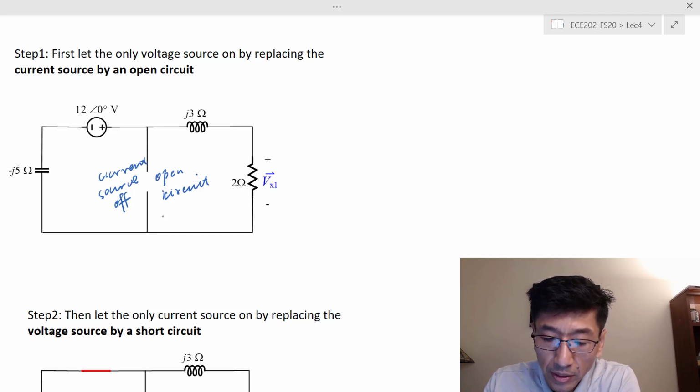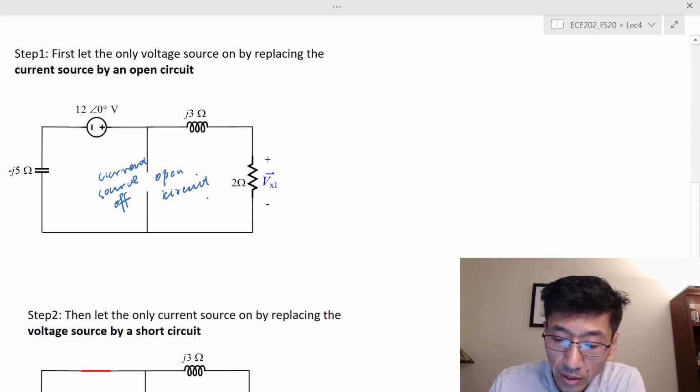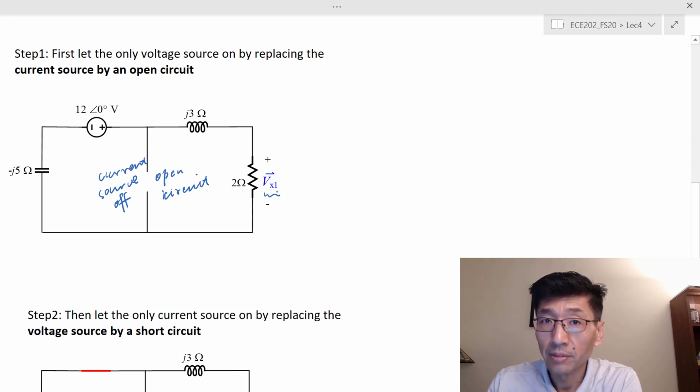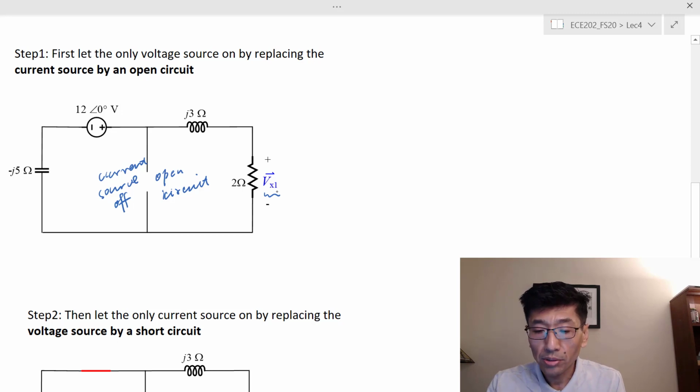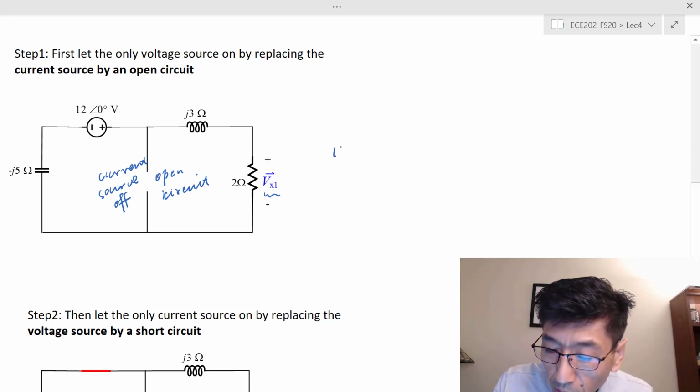After we did this, everything else would be fairly easy, right? So in this case, we can use the voltage division we just learned in the previous lecture. And in this case, I label this a partial solution, V sub x1. So this is not a total solution because I only have one source engaged or energized. And in this case, for V sub x1, I can use the voltage division.